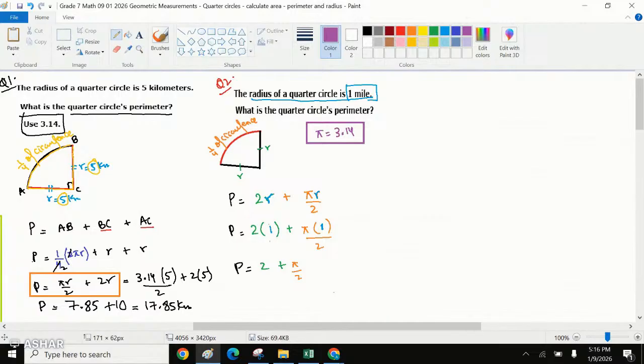Just a minute, please. I'll also do it along with you. 2 plus 3.14 divided by 2. So 3.14 divided by 2 comes out to be 1.57, plus 2. That comes out to be 3.57 miles.